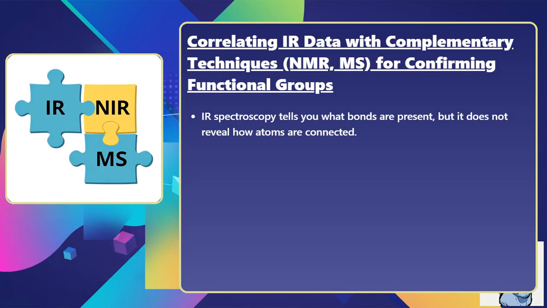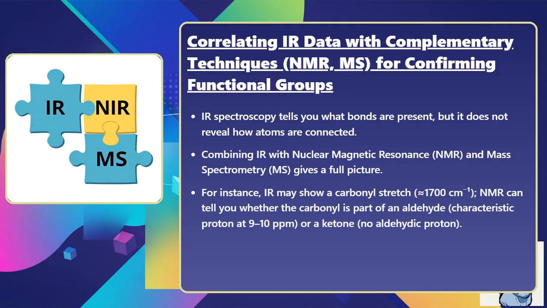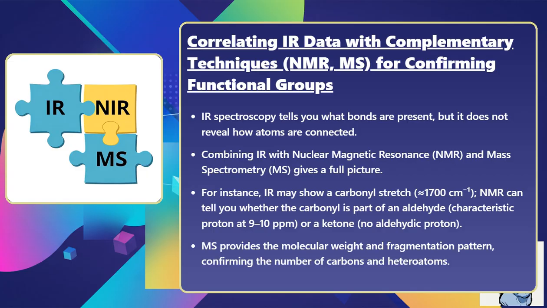IR spectroscopy tells you what bonds are present, but it does not reveal how atoms are connected. Combining IR with nuclear magnetic resonance, NMR, and mass spectrometry, MS, gives a full picture. For instance, IR may show a carbonyl stretch, approximately 1,700 inverse centimeters. NMR can tell you whether the carbonyl is part of an aldehyde, characteristic proton at 9 to 10 parts per million, or a ketone, no aldehydic proton. MS provides the molecular weight and fragmentation pattern, confirming the number of carbons and heteroatoms.